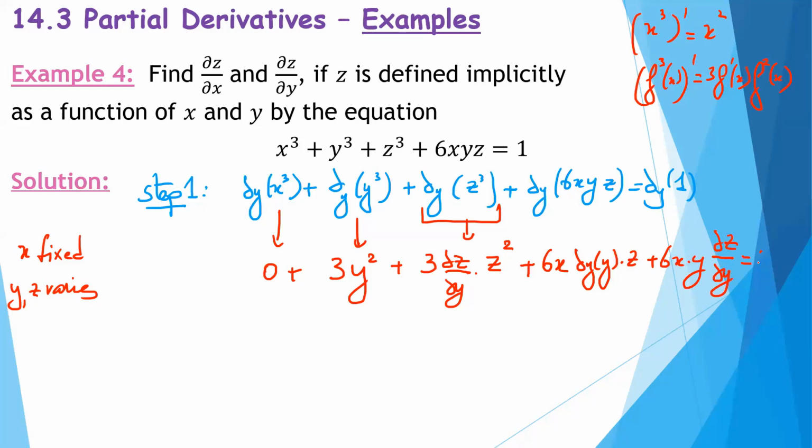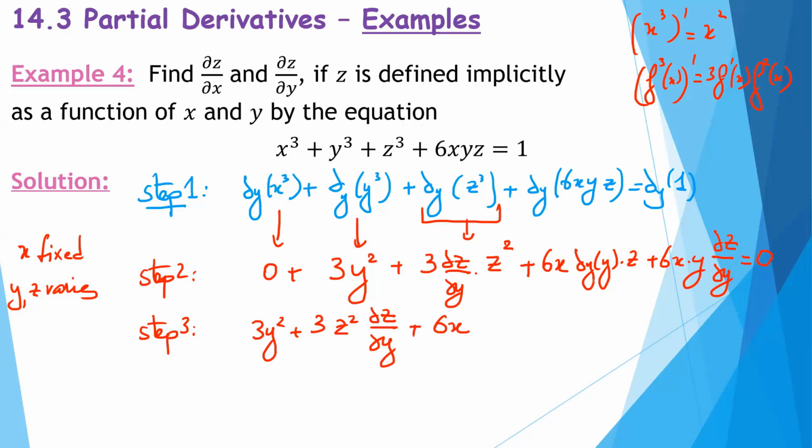Equals dy1 here 0. So this is step 2. Step 3. y here 0 goes. 3y square, 3z square dz dy, 6x. What is dy of y? It becomes 1. So 3z square plus 6xy dz dy equals 0.